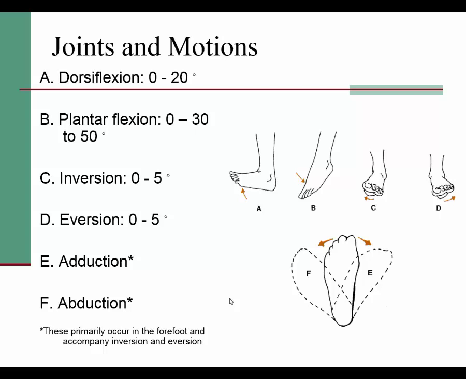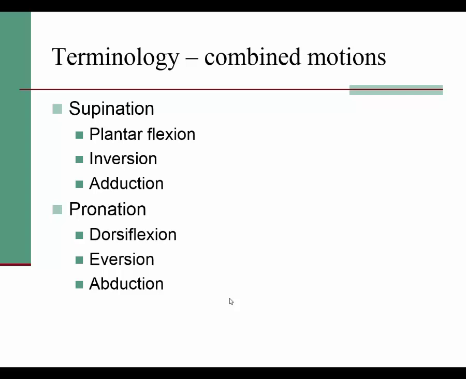Okay, some more terminology as far as combined motions goes. Supination of the foot is a combination of plantar flexion, inversion, and adduction. So if you want to do that right now, go for it. Go ahead and pause if you need to. Pronation will be the opposite: dorsiflexion, eversion, and abduction. And this is of the foot.